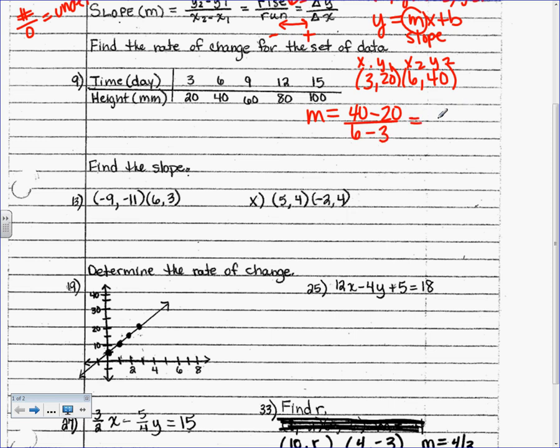So what is 40 minus 20? It's 20. 6 minus 3 is 3. Does that reduce? No, it doesn't. So you could leave it as 20 over 3 if you want to, but because this is kind of like a story problem, it's a real world example, I'm going to go ahead and change that to a mixed fraction. I'm going to say that that's the same as 6 2/3, and that would be millimeters per day.